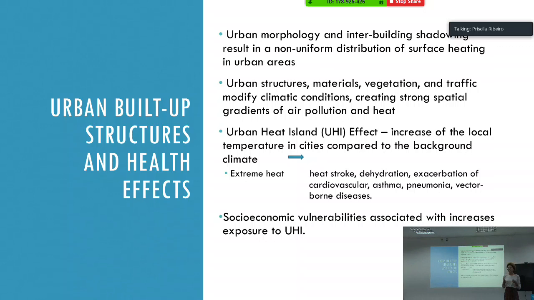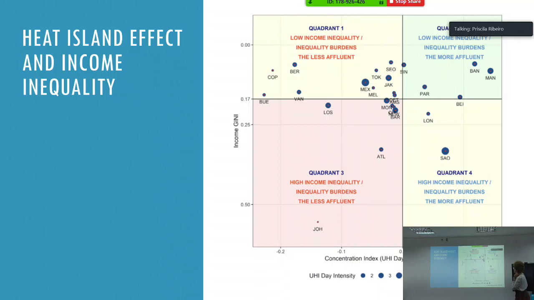So this is a paper that tried to analyze 25 cities in the world and the different associations between income inequality and who was more affected by this heat island effect. So when you think about this quadrant here, that would be a city that would have low income inequality, and the heat island effect would have an effect on the less affluent. So many cities would be here, right? Berlin and Mexico City and Tokyo. So that would be, let's say, a pro-wealthy kind of pollution and health effect.